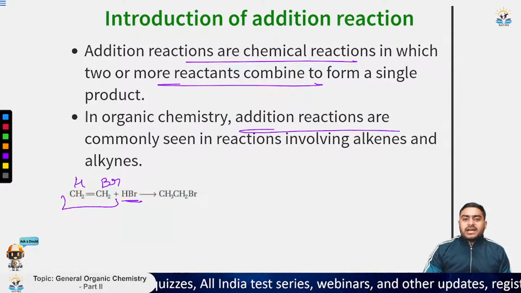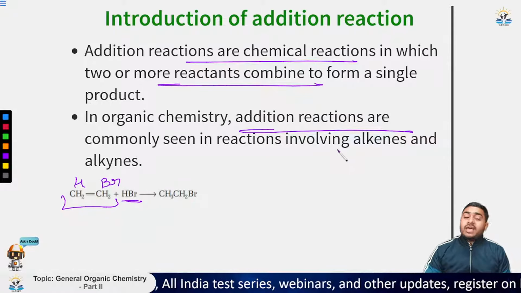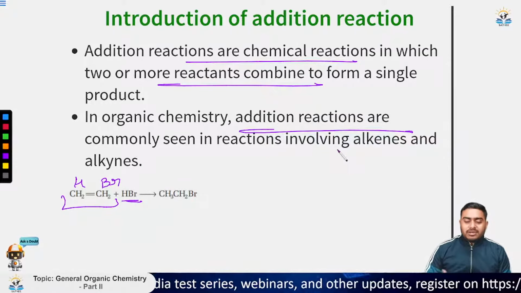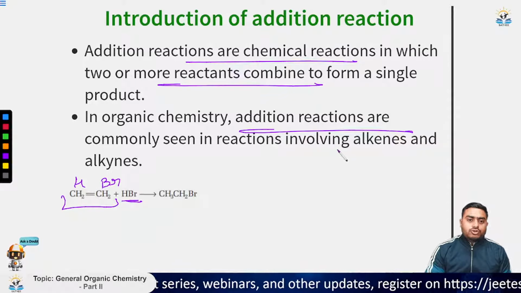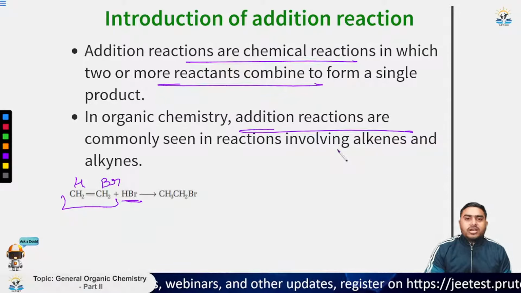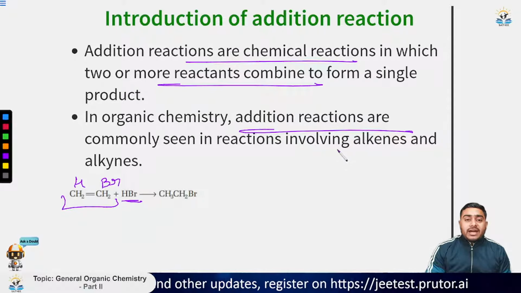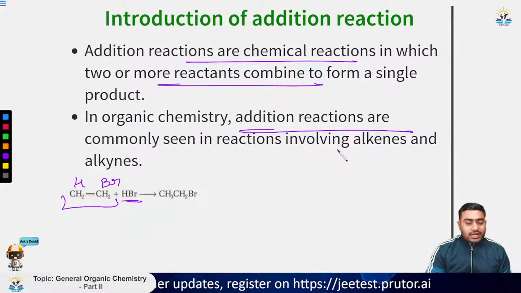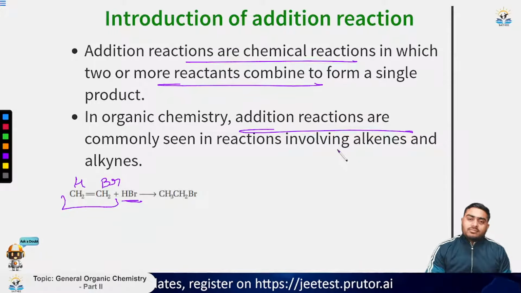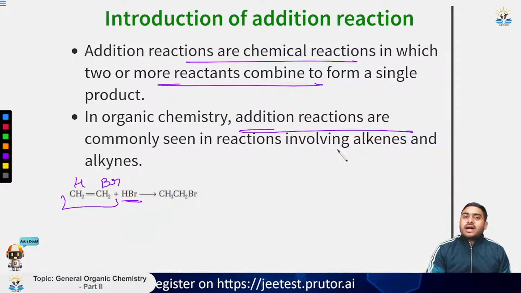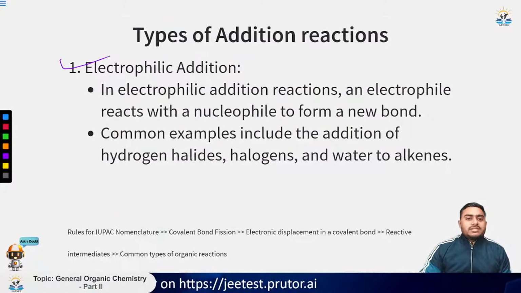In organic chemistry, addition reactions are commonly seen in reactions involving alkenes and alkynes, right? I mean to say multiple bonds. So ethene plus HBr, you will get bromoethane. That means this is the addition of hydrogen and halogen, right? That means hydrogen halide. Okay, that means hydrogen bromide. Okay, you can see electrophilic addition.